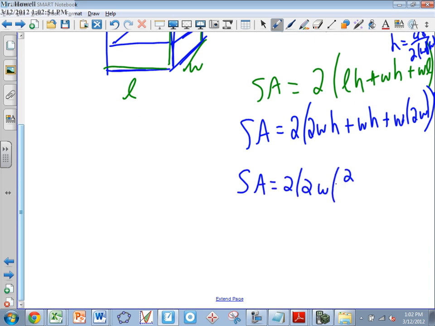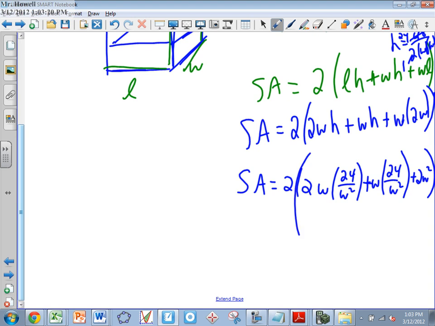By the way, shouldn't I simplify? 48 over 2 is really 24 over 1. So I'm going to replace all my H's with 24 over W squared. They're all going to reduce to over W there. Remember, guys, this 2 on the outside is still distributing the whole thing. So at this point in time, you're going to start canceling. What are we going to get for this? 2 times this is 48 over W plus 24 over W plus 2W squared.